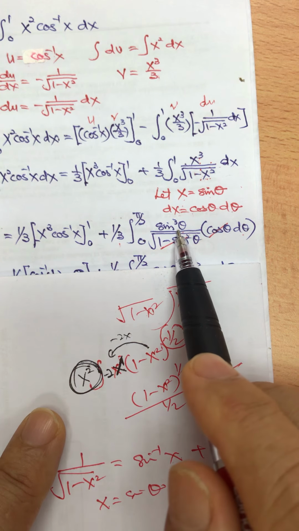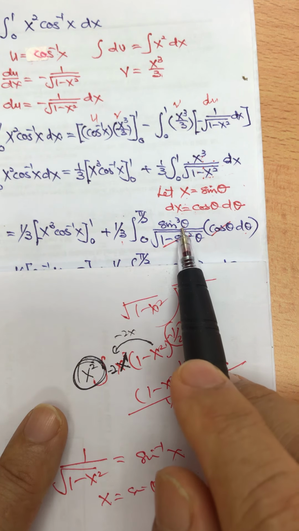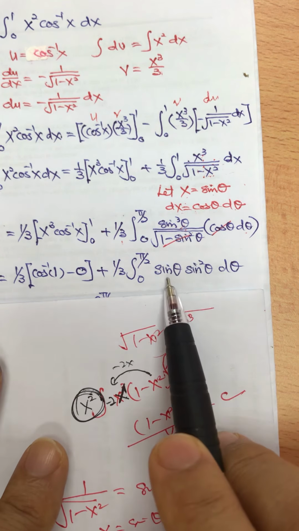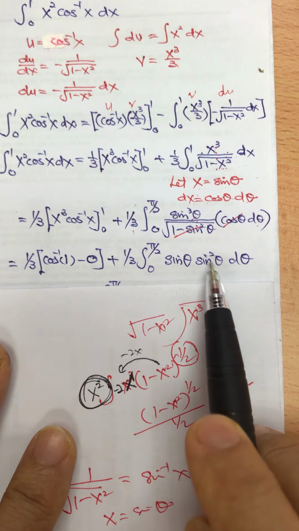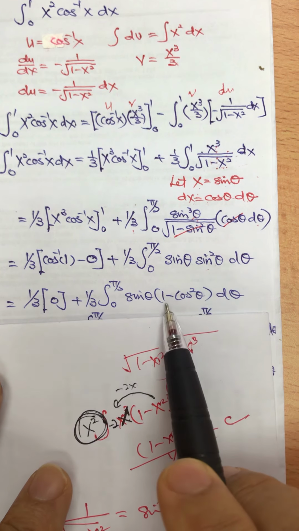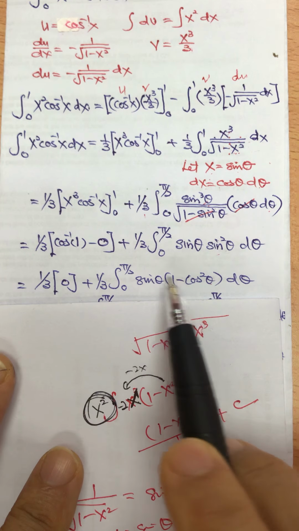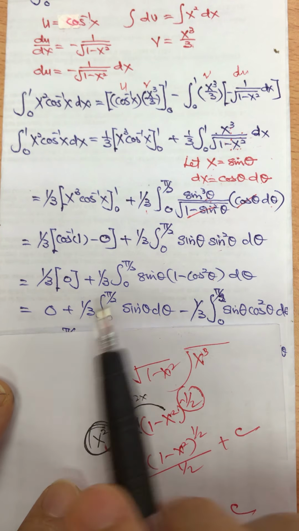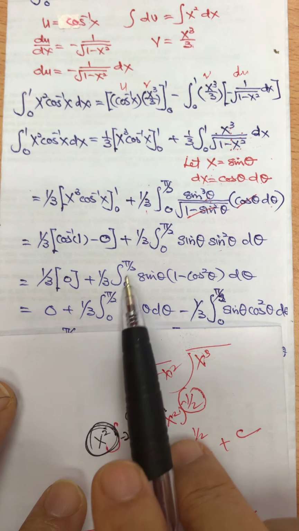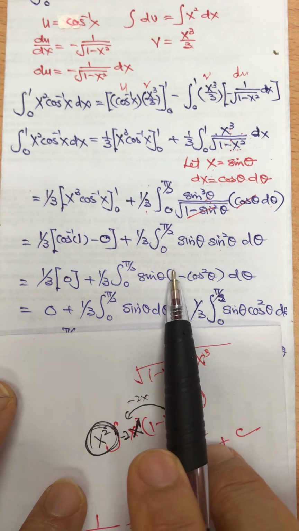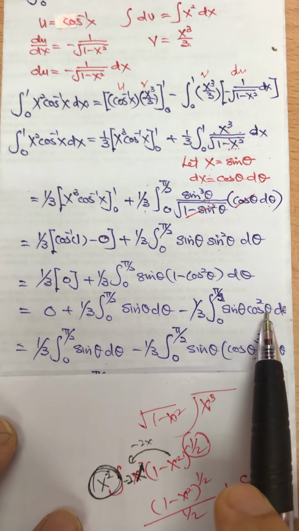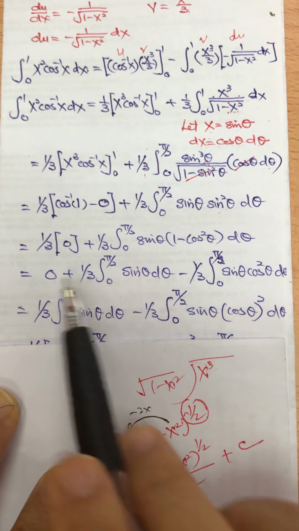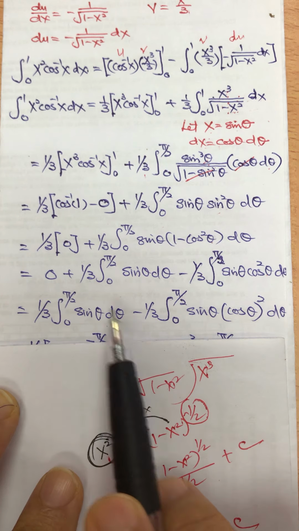So how to integrate sine cube theta? Just now I said we have two methods. One is using the identity, which I showed you already. Or I use this one: I break them. Then sine square theta, I can change to 1 minus cos square theta. After that, this part I substitute the limit, I get 0. Then here I get 1 over 3, from 0 to pi upon 2. I multiply inside, I get sine theta cos square theta. This one is 0, no need to consider anymore. So 1 over 3 sine theta d theta.